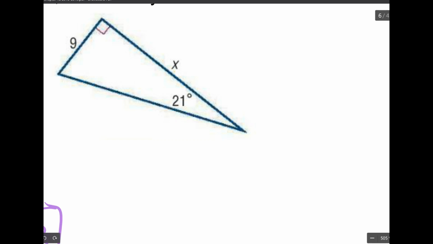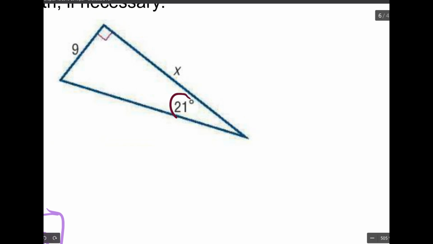All right, let's go on to this one. I have my angle. Let's label the sides. So x here is my adjacent, 9 is my opposite, and I don't know my hypotenuse. It doesn't tell me.